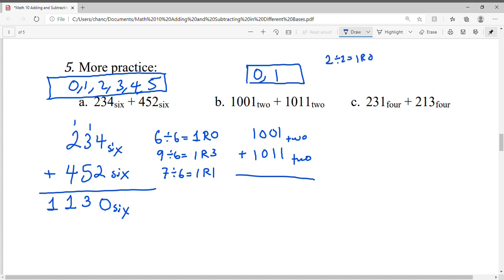So I have 0 ones, and I'll carry that 2 over as a 1. 1 plus 0 plus 1 is again 2, but 2 does not exist, so we'll use 0, carry that additional 2 over as a 1. 1 plus 0 is 1. 1 plus 1 is again 0, carry the 1 over.